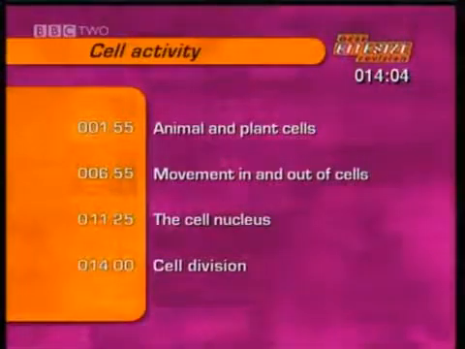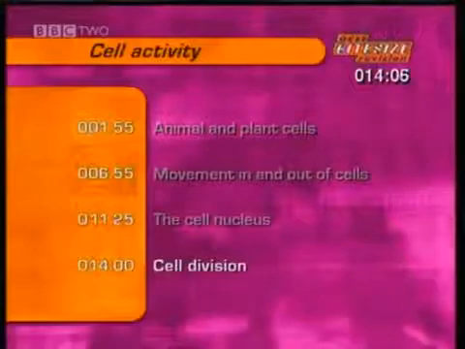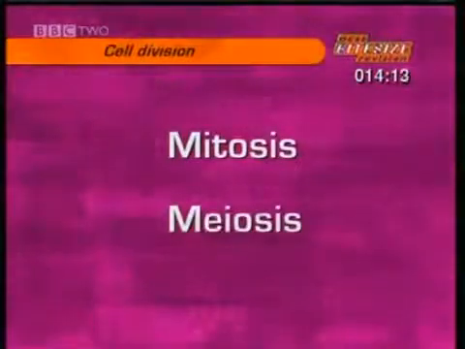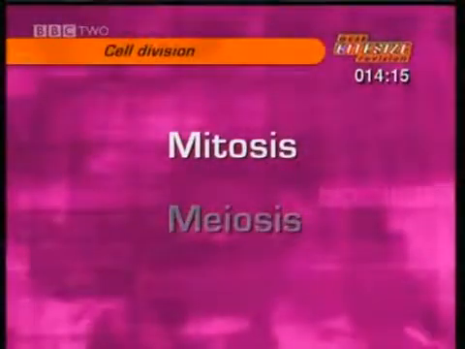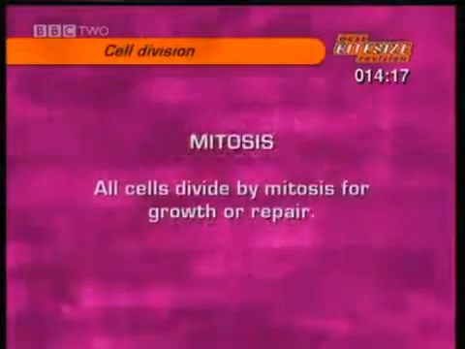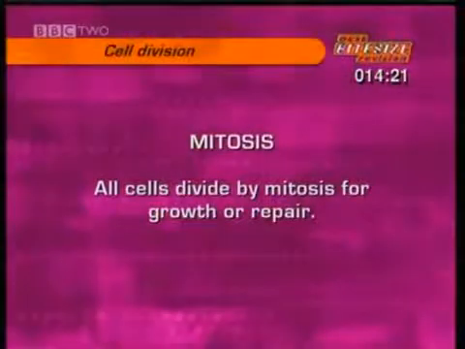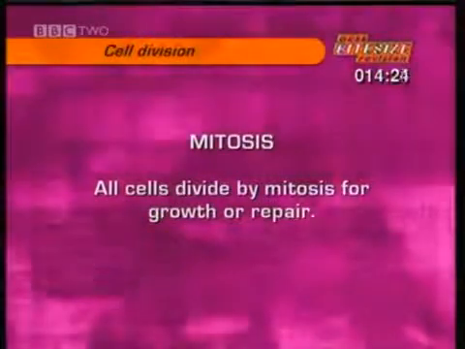This section is about cell division. There are 2 kinds of cell division, mitosis and meiosis. First, mitosis. Mitosis is how all cells divide for growth or repair. The next clip explains what happens.